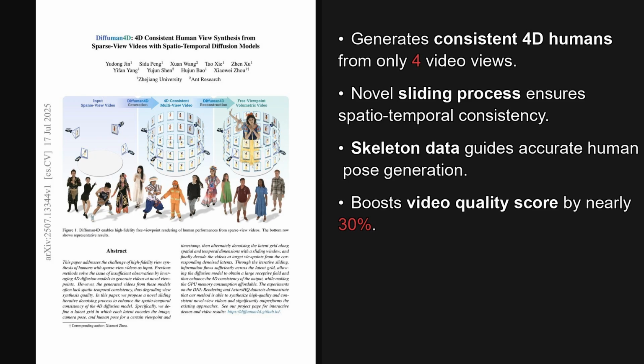Diffuman4D represents a significant leap forward in creating consistent, high-fidelity human videos from just a few sparse camera angles. Its success really hinges on two main ideas. First, that novel, sliding, iterative denoising process, which ensures temporal and spatial consistency. And second, the clever use of skeleton data to guide the model accurately. While there are still challenges, like handling complex interactions, the method clearly sets a new standard.